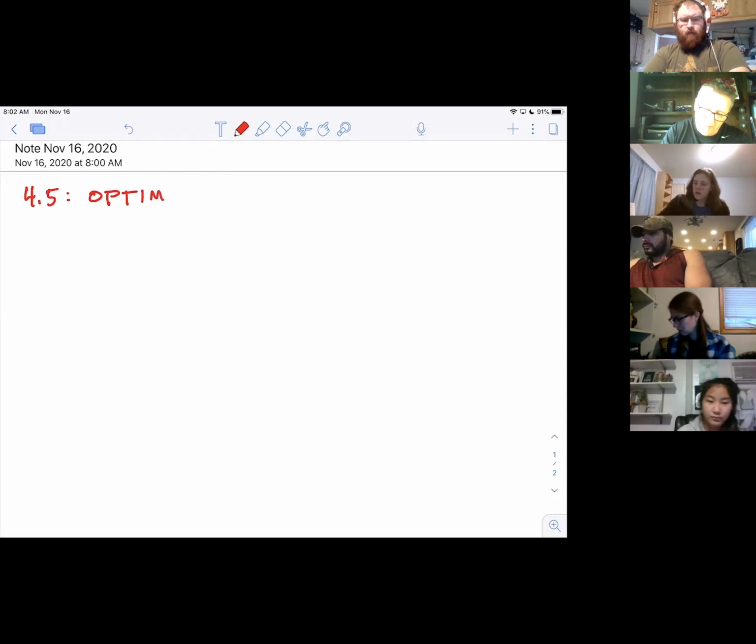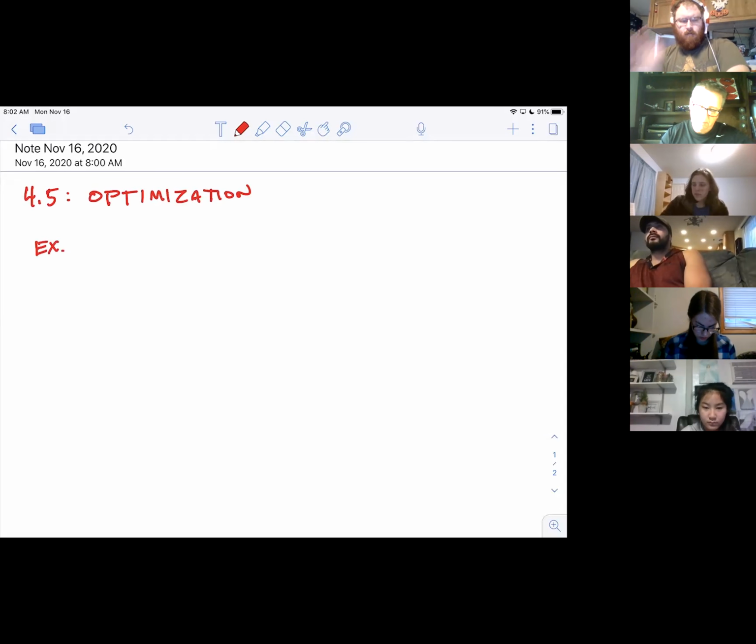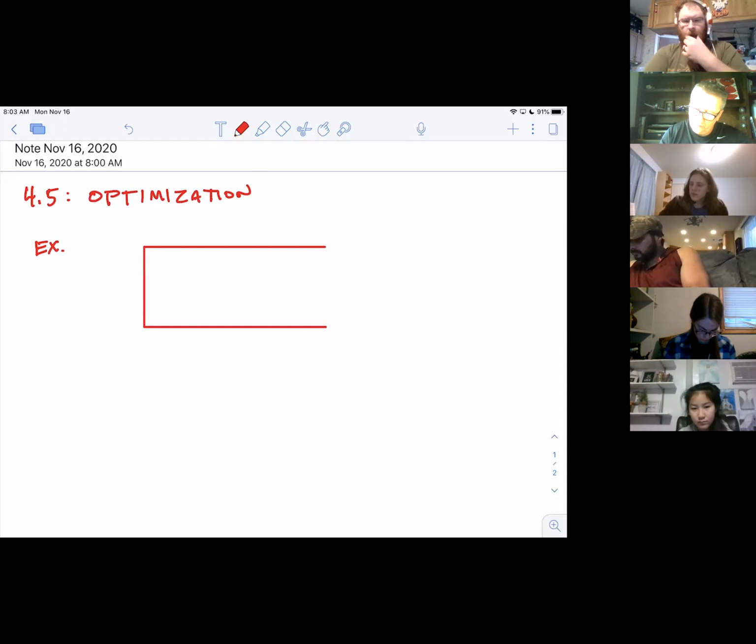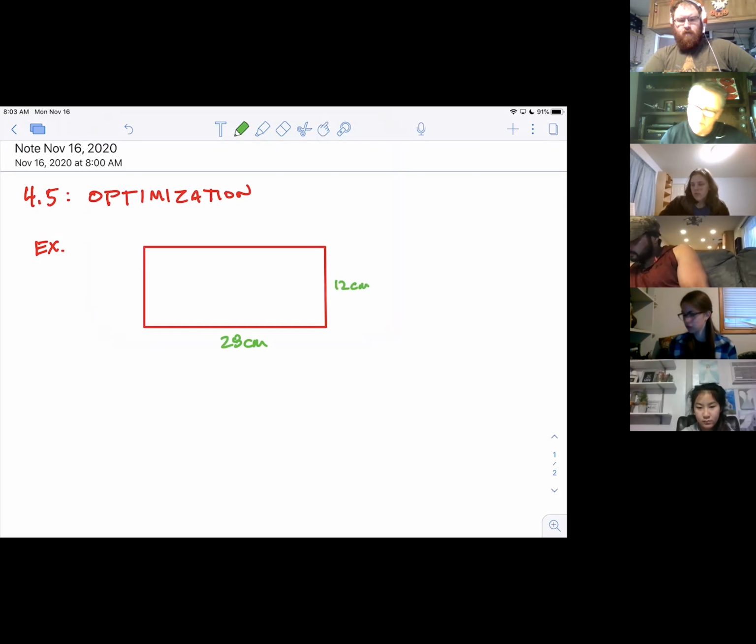4.5, optimization is the usual title for this. So here's the typical example. Let's make it definitely rectangular. Let's give this some dimensions. Let's go centimeters. Let's say this is 28 centimeters, and this looks like less than half, so let's make this 12 centimeters.